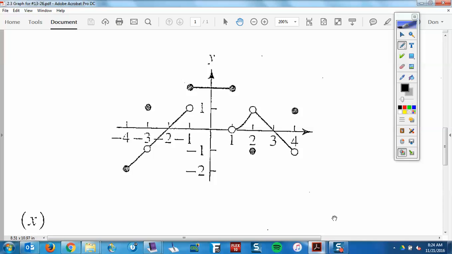Unlike here, the limit on the left is 1, the limit on the right is 2, so the limit at -1 does not exist because the cars don't meet.